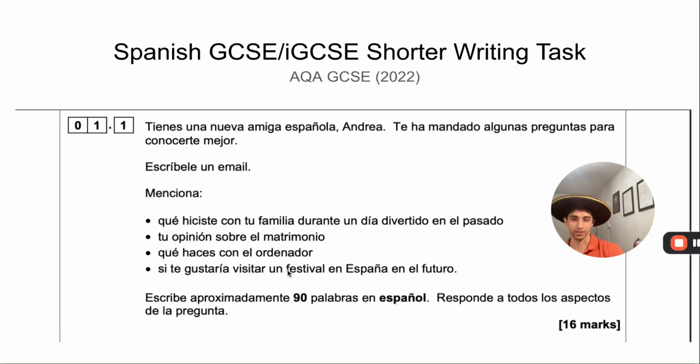And these instructions at the bottom are also still important. Write roughly 90 words in Spanish. Answer all aspects of the question. So it's important to pay attention to and take in all of those instructions. And of course, now I will show you my model answer, or how I would answer this sort of question. So here is the model answer.